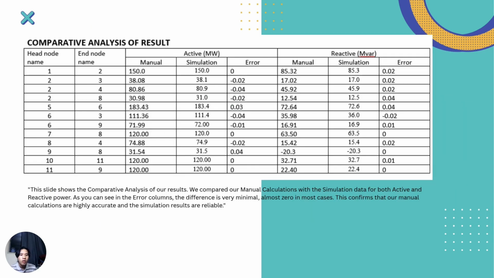Next, once we had our manual calculation complete for various parts of the system, we compared them side by side with the simulation data. This table shows the comparative analysis for both active and reactive power. The key thing to look at here is the error column. As you can see, the difference is practically zero in almost every case. This confirms that our manual maths aligns perfectly with the simulation physics engine.